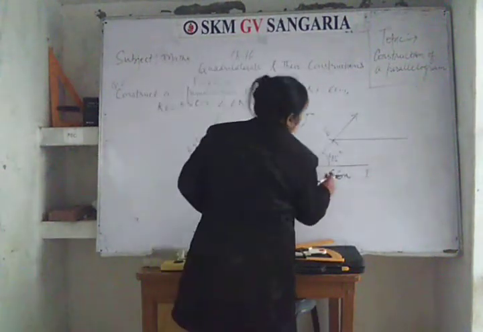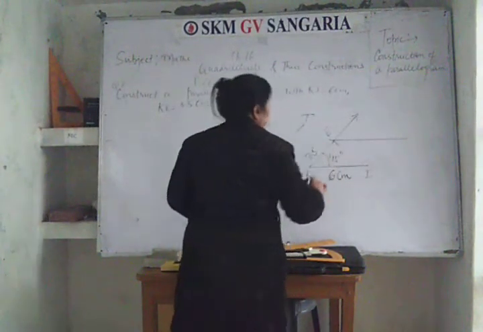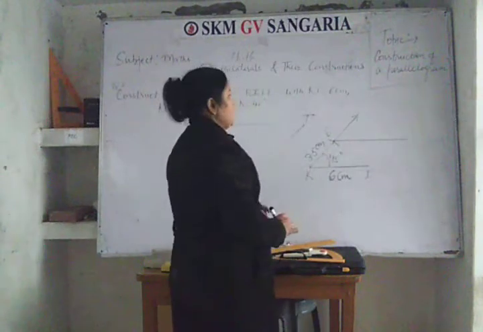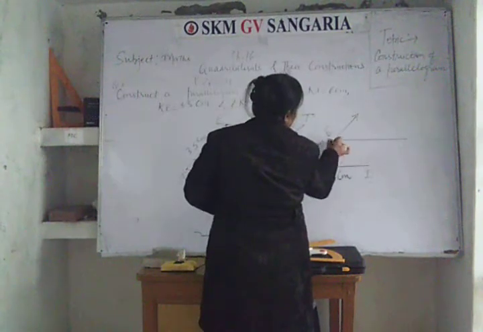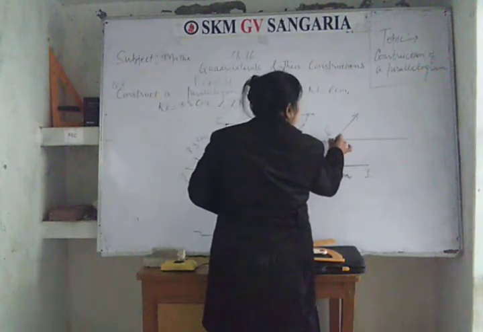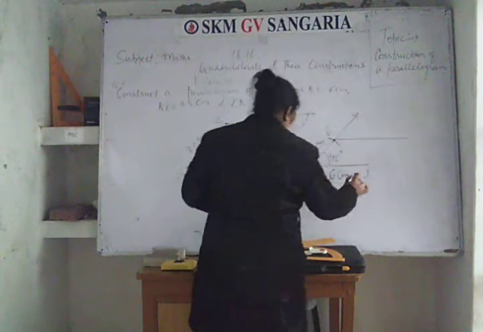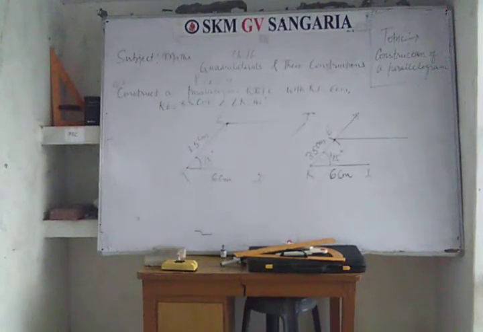Now, as you know, the opposite sides of the parallelogram are equal, 3.5 centimeters right here, 3.5 centimeters. Taking E as center, draw a straight line parallel to KI. As you know, the parallel sides of a parallelogram are equal. Opposite sides are parallel and equal.